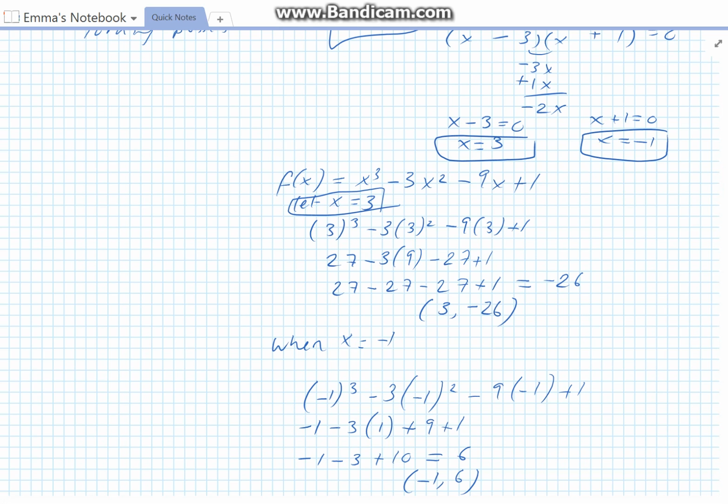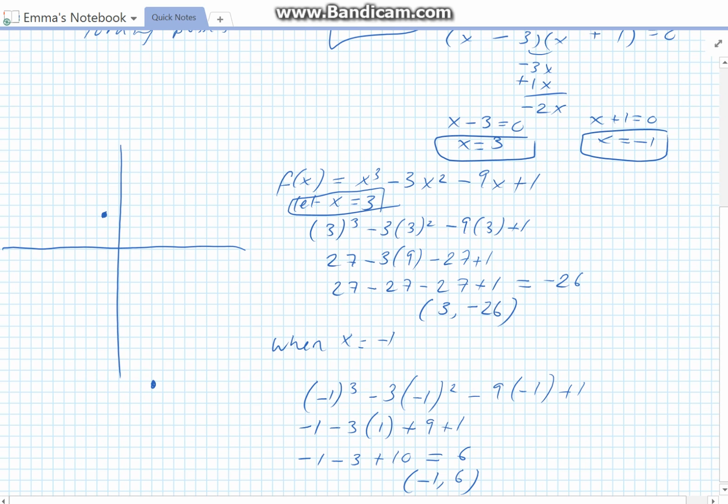What if they asked us to identify which one is the maximum and which one is the minimum? Over here, I'm just going to draw a really rough graph. We always look at the y values. So 3 and minus 26, roughly if I was to draw that, it'd be somewhere like that. 3 on x, minus 26 on y. If I was to draw the minus 1, 6, it'd be somewhere over here. Something like that if I was drawing my graph.